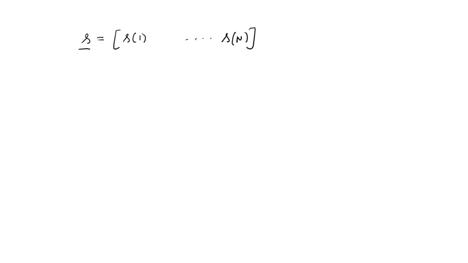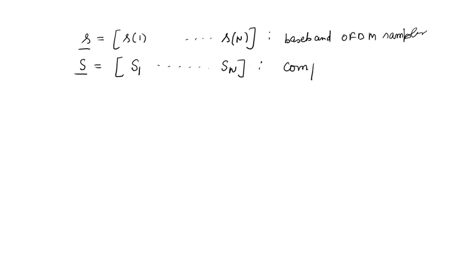Just call this the baseband OFDM samples, and the collection of all the complex constellation points as the capital S vector, the complex constellations. So what is the relation? That s is the IDFT of S, or vice versa, that S is the DFT of s.